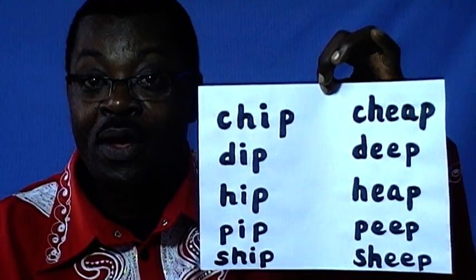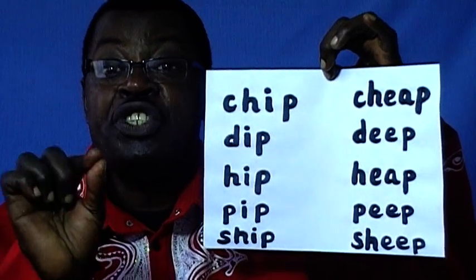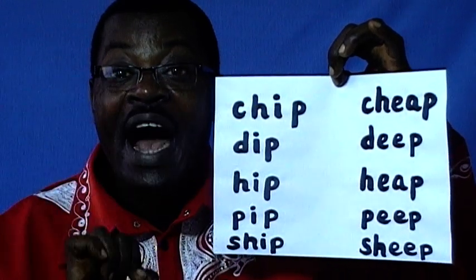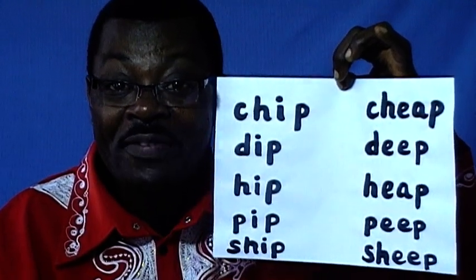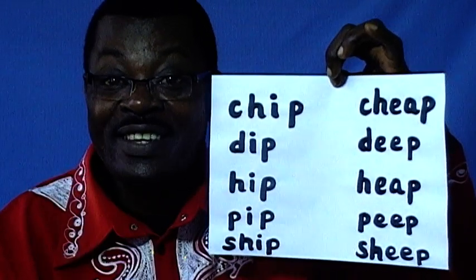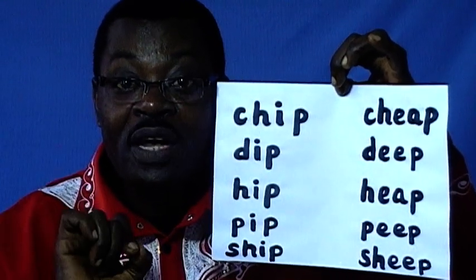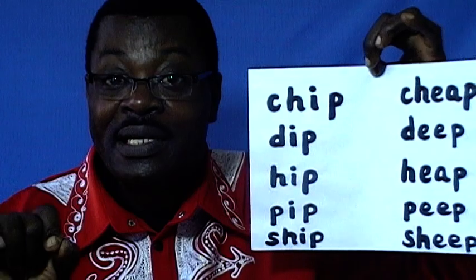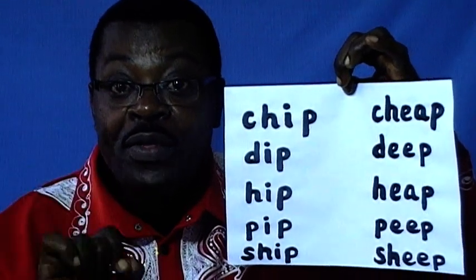Clear? Then, the final list that I have for you is right here. We have the word chip. Chip has the short sound I. And then cheap has the long sound E. Can you distinguish the difference, or can you distinguish the pronunciation of those words? Chip and cheap. It's cheap. A chip. Clear? The next one. Dip. Cattle dip. But we have deep, with a long sound E.